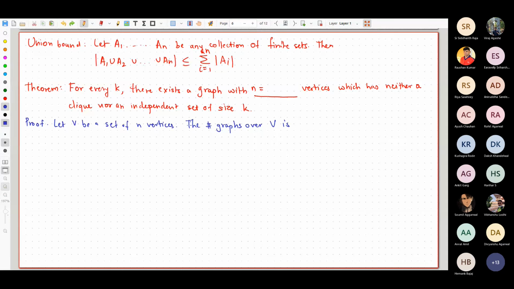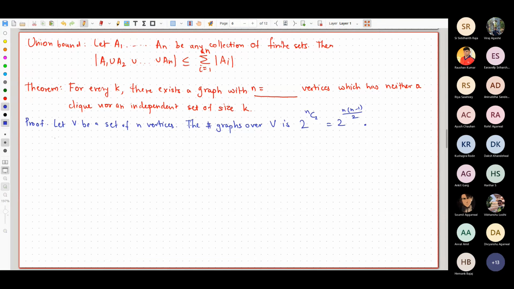2 to the power n minus 1 by 2. 2 to the power n choose 2. Yeah, 2 to the power n times n minus 1 by 2. Good. Right, so the number of graphs over V is 2 to the power n choose 2, which is the same as 2 to the power n times (n minus 1) by 2. Right, so for every unordered pair of vertices, you have a choice of either making it an edge or not having it an edge. So this is the number of graphs over V.